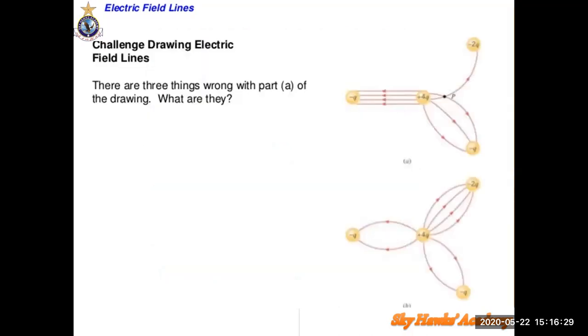Challenge: drawing electric field lines. There are three things wrong with part A of the drawing. What are they? Now let's think about that, part A, positive.